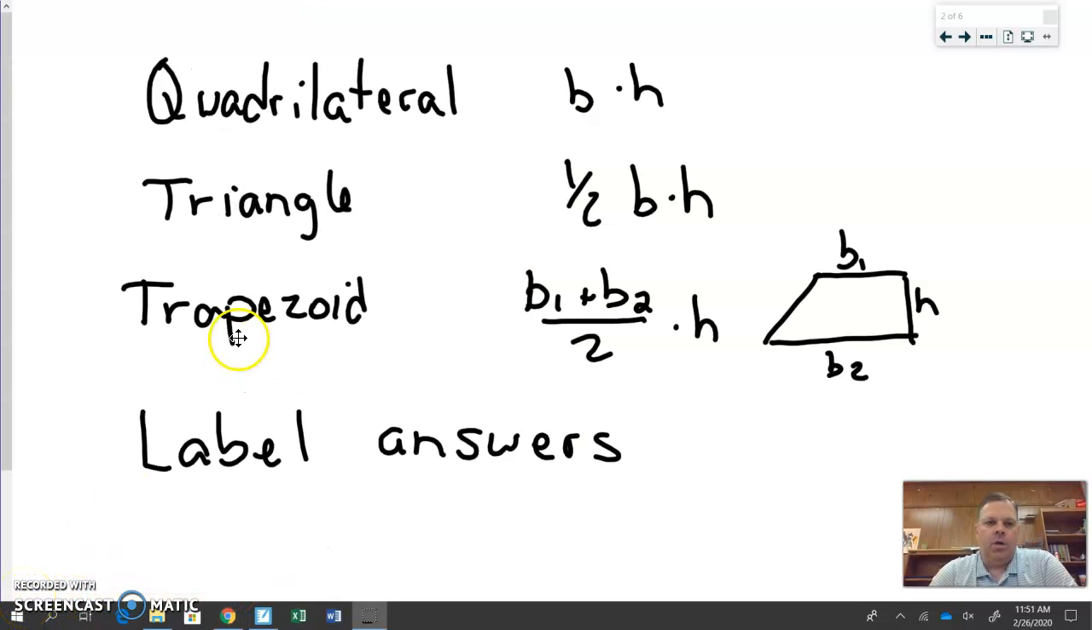On the test tomorrow, I will have these formulas for you. A quadrilateral, which includes a square, a rectangle, or a parallelogram, we take the base times the height. A triangle, we will take 1/2 the base times the height.